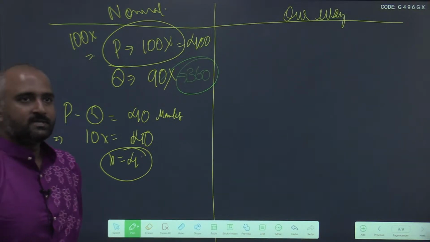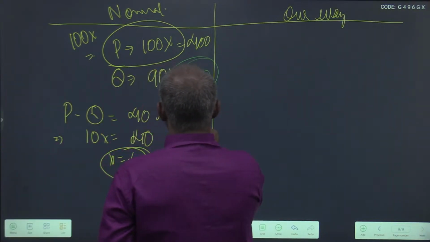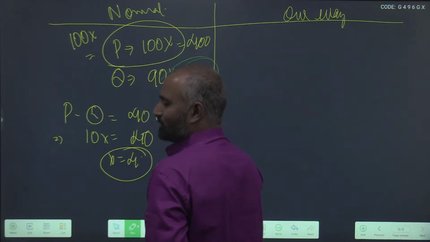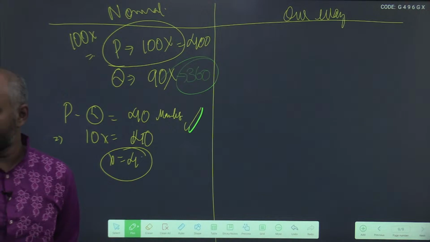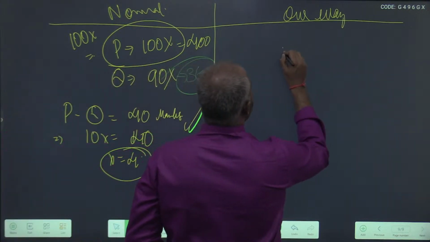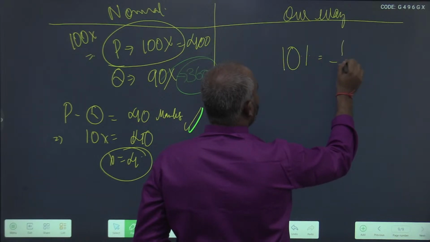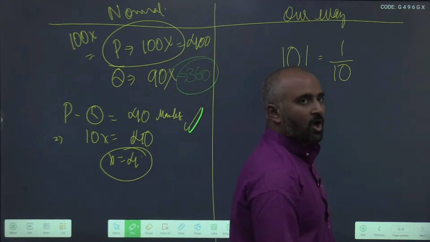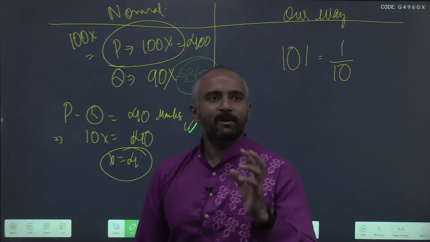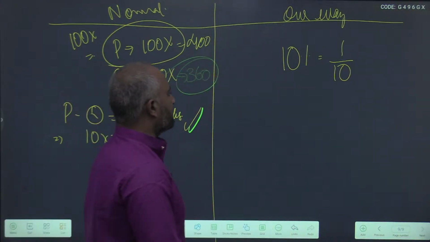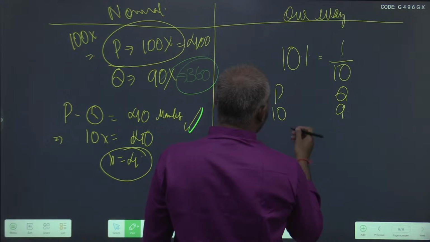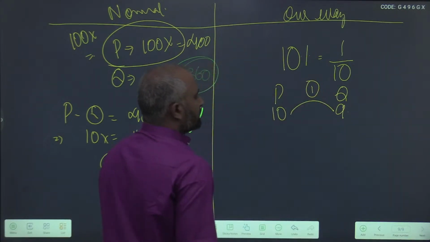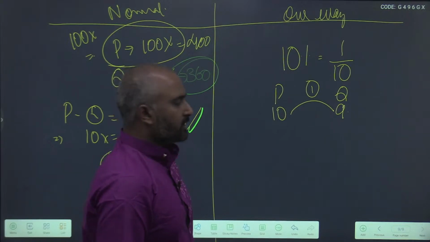So this is the normal way. Although not much difficult, if you see our way, it is much more efficient. I have always told you, whenever you see values like this, convert it to a fraction. 10% is 1 by 10. That means out of 10 marks, Q is less by 1 mark. So if P scored 10 marks, Q scored how many? 9 marks. And what is the difference? The difference is 1 mark.